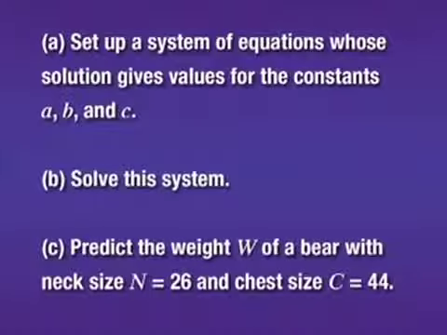Part A. Set up a system of equations whose solution gives the values for the constants A, B, and C. Part B. Solve the system. Part C. Predict the weight W of a bear with neck size N equals 26 and chest size C equals 44.